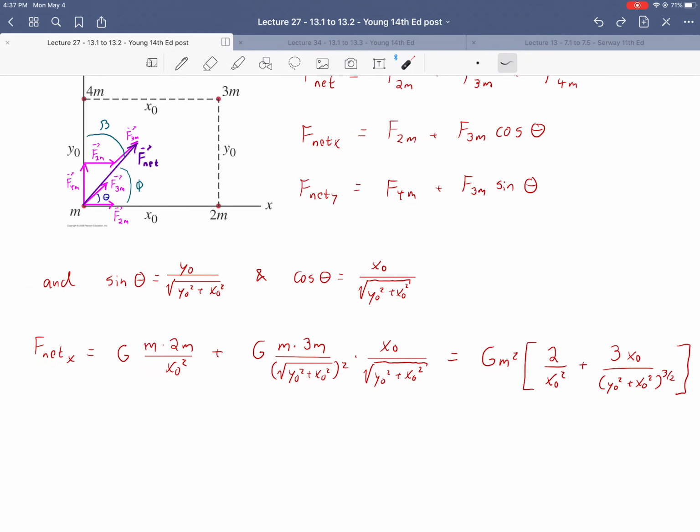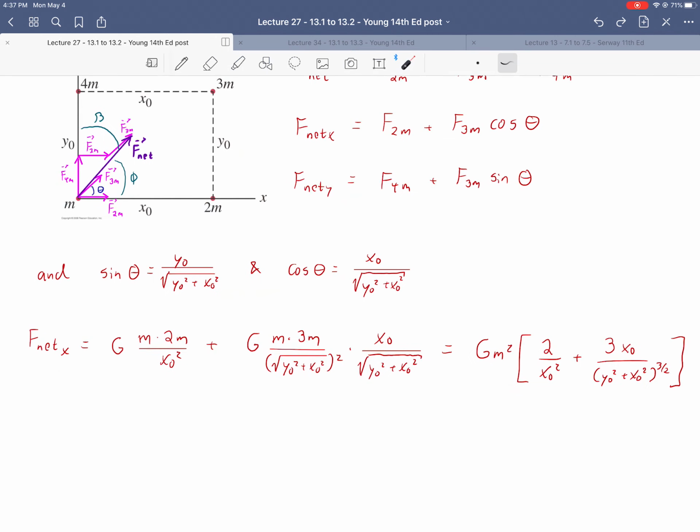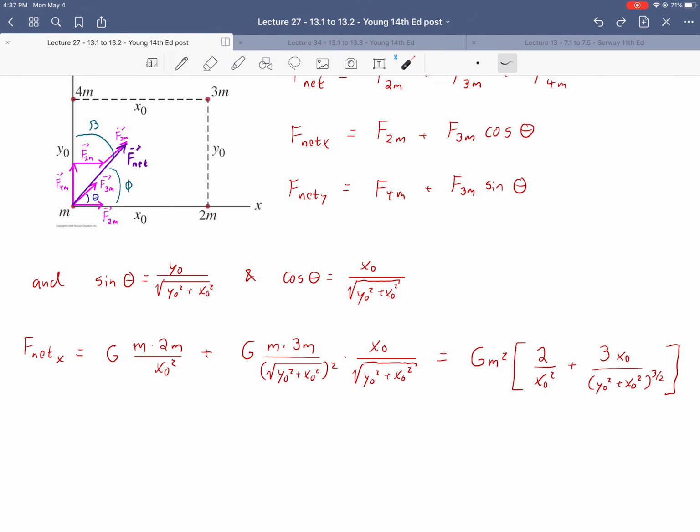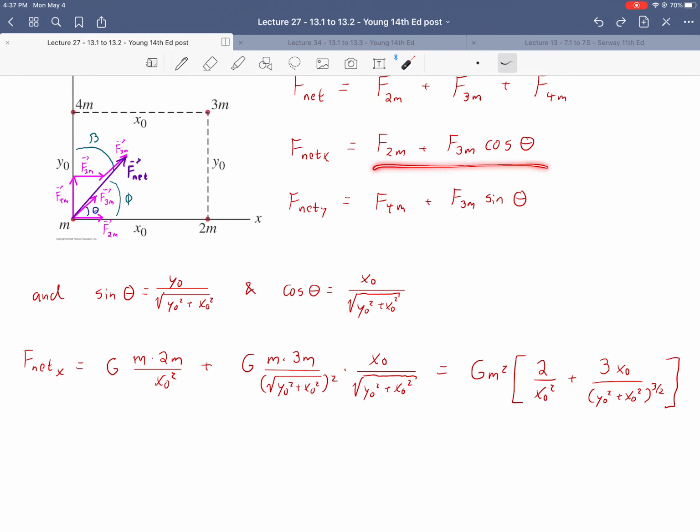Okay, so now let's look at our F net x. Zoom out a tad. Here, you can see that I simply took the expression that I wrote above and expanded it out a bit. So the force from 2m would look like this, right? Because it's the universal constant of gravity G, and then m1 and m2, which in this case is m and 2m, and then the distance between the two squared, x naught squared.